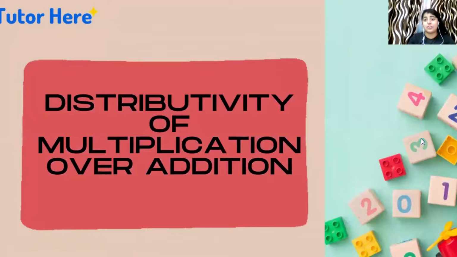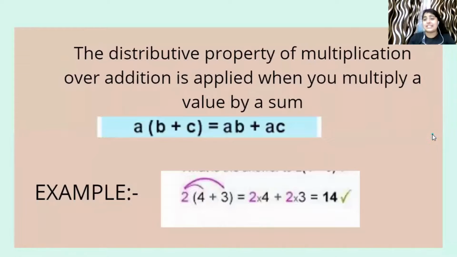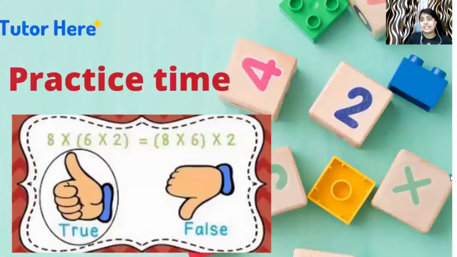Then we have distribution of multiplication over addition. This property is applied when you multiply a value by a sum, that is a into b plus c. Then you can expand and write it as a into b plus a into c. For example, if we have 2 into 4 plus 3, we can write it as 2 into 4 plus 2 into 3. 2 into 4 is 8, 8 plus 6 equals 40. This is a question.